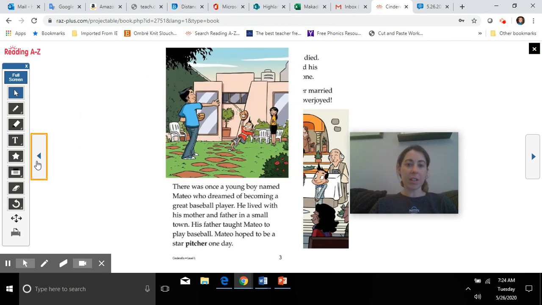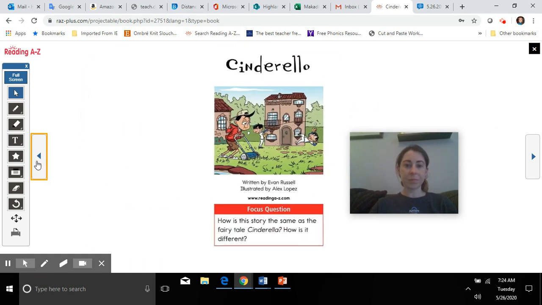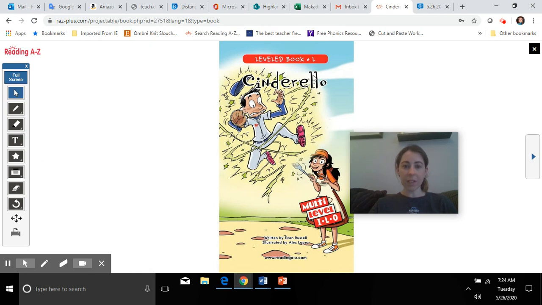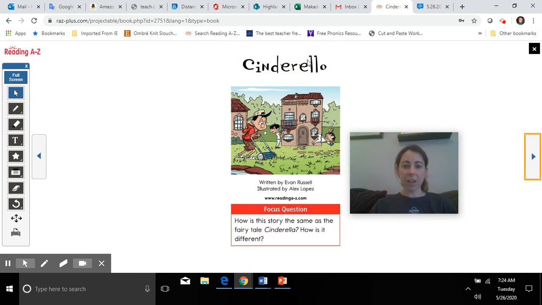Here is our book, Cinderello. You can see it looks like someone who is playing a game of some kind. I'm not sure what's happening here. So let's take a look. Cinderello, written by Evan Russell, illustrated by Alex Lopez.